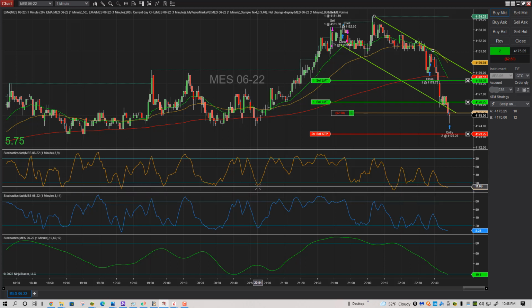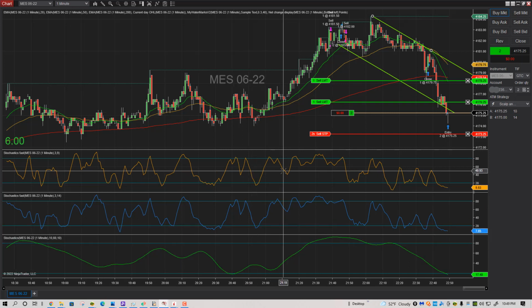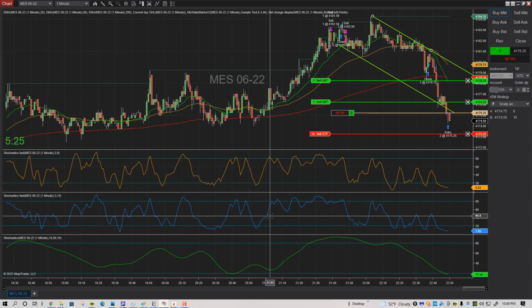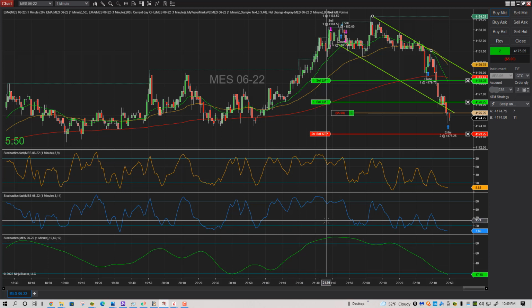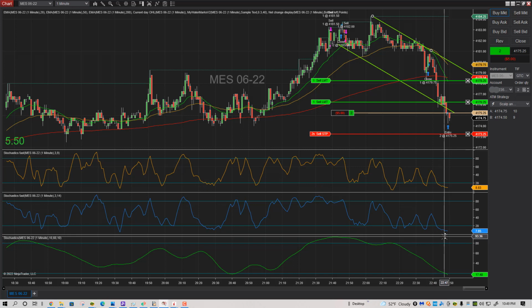But you see how we get oversold, that goes under that 20 line, and we get that bounce. We get overbought, and we pull back. I want to really pay attention to being oversold and overbought, and taking those positions with the market in your favor.